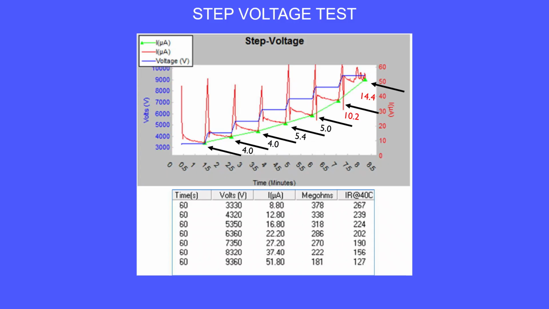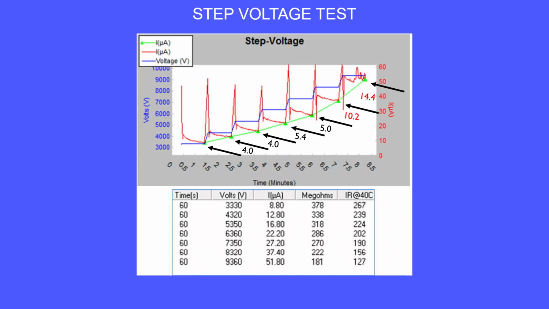So why take the risk of damaging a motor with high voltage testing? Here is why. This motor's MEC after 1 minute was 378 MΩ. How many of us would say we have a good motor with a 378 MΩ MEC result? It wasn't until the voltage reached 7,350 volts that the instability began.